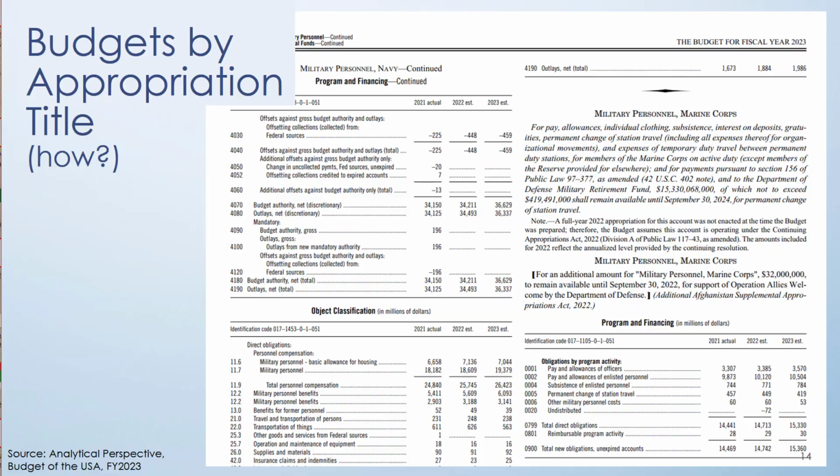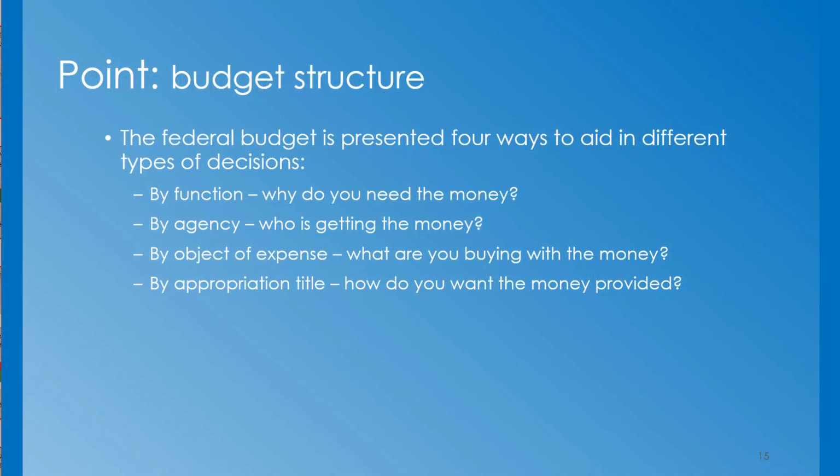So the first point I want to make with this video is budget structures are presented in various ways because they support different kinds of decisions. Why do you need the money? Who's getting the money? What are you buying with the money? And how do you want that money provided? And this assists Congress in making these various decisions.